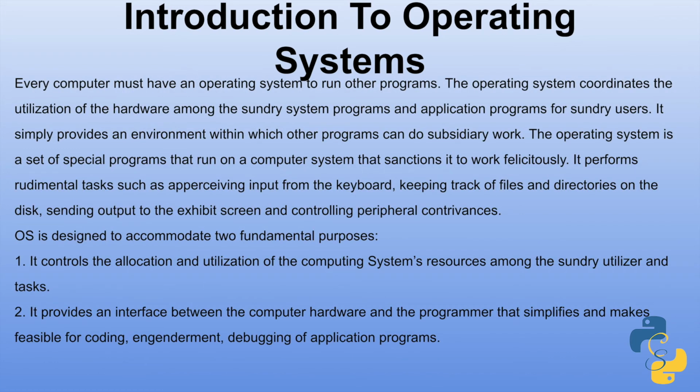So every computer must have an operating system to run other programs. The operating system coordinates the utilization of the hardware among the sundry system programs and application programs for sundry users. It simply provides an environment within which other programs can do subsidiary work. The operating system is a set of special programs that run on a computer system that sanctions it to work felicitously. It performs rudimental tasks such as apperceiving input from the keyboard, keeping track of files and directories on the disk, sending output to the exhibit screen, and controlling peripheral contrivances.